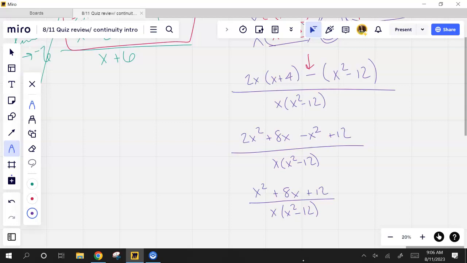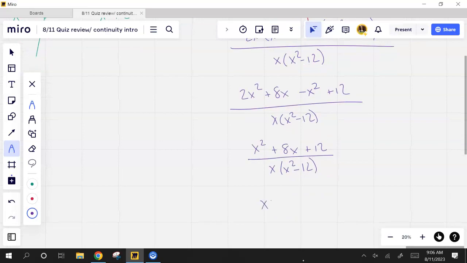I'm probably going to stop right here for just a minute because I could actually go ahead and sub in. Remember, the whole goal is getting it to something that I can sub into. Oh, I haven't multiplied by the reciprocal. Never mind. Okay, let's keep going. Let's factor the top. What multiplies to 12 and adds to 8? 2 and 6. That's right, or 6 and 2. So I got x plus 2, x plus 6 over x times x squared minus 12.